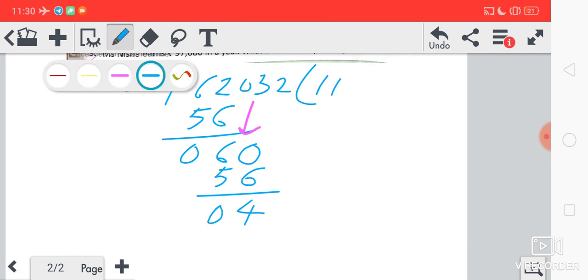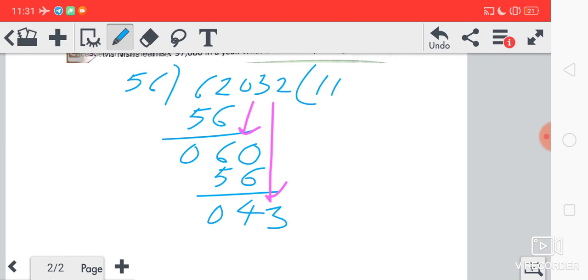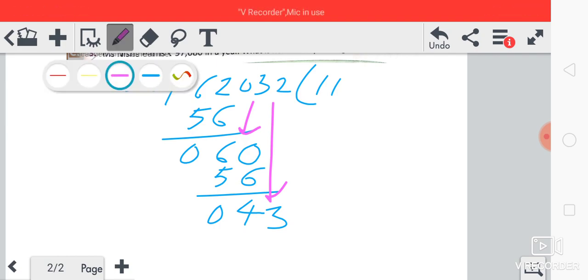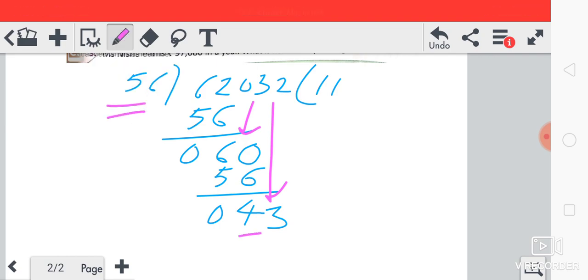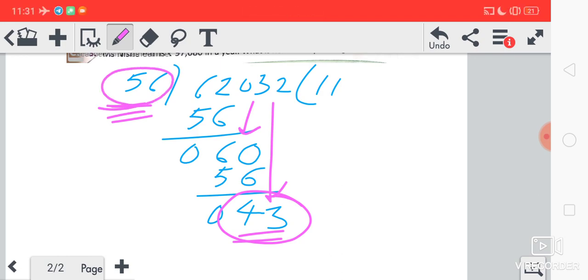Now this 3 will come down. Okay, it will become 43. Now here it is 56, and here it is 43. Now this 43 is less than 56. So what do we have to do? If we take 56 1 time also, it will become greater than 43. 56 is greater than 43. So in 1 time also it will become greater.